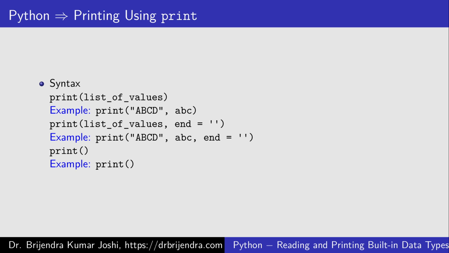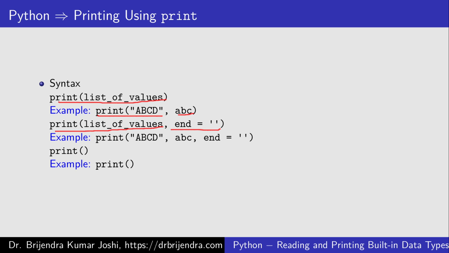Now let us consider the print function. We can print using print itself. So now three variations. Print list of values. So for example here, print within double quotes, so it is a string, comma, ABC. Next one is print list of values, comma, end equal to, within single quotes, if I write nothing, it will say that after printing these values, do not go to the next line. So no new line character.